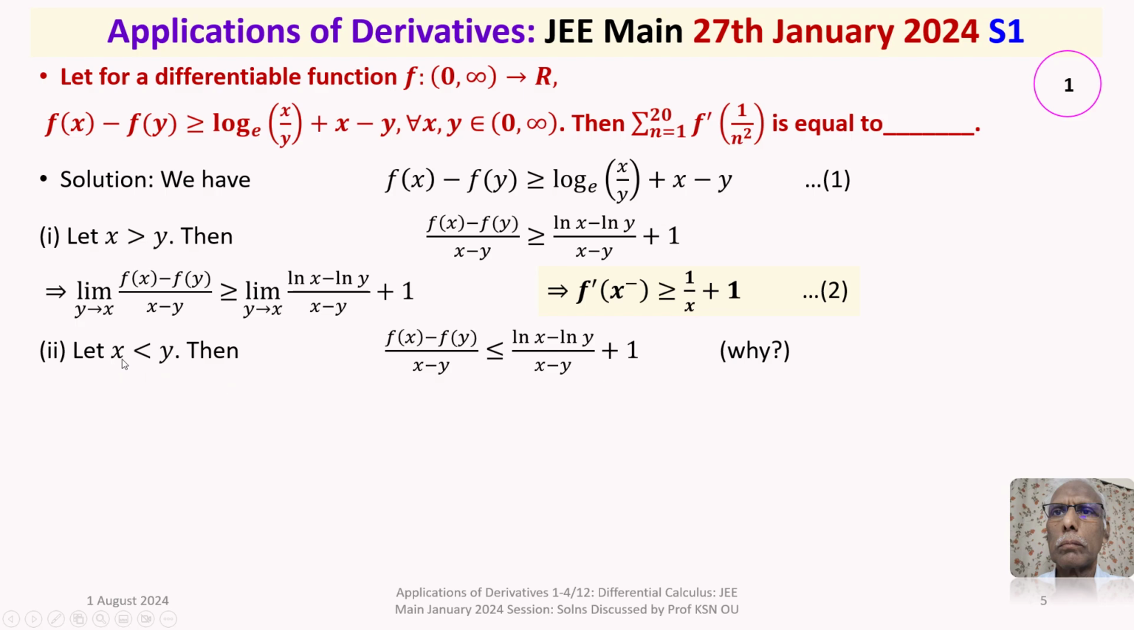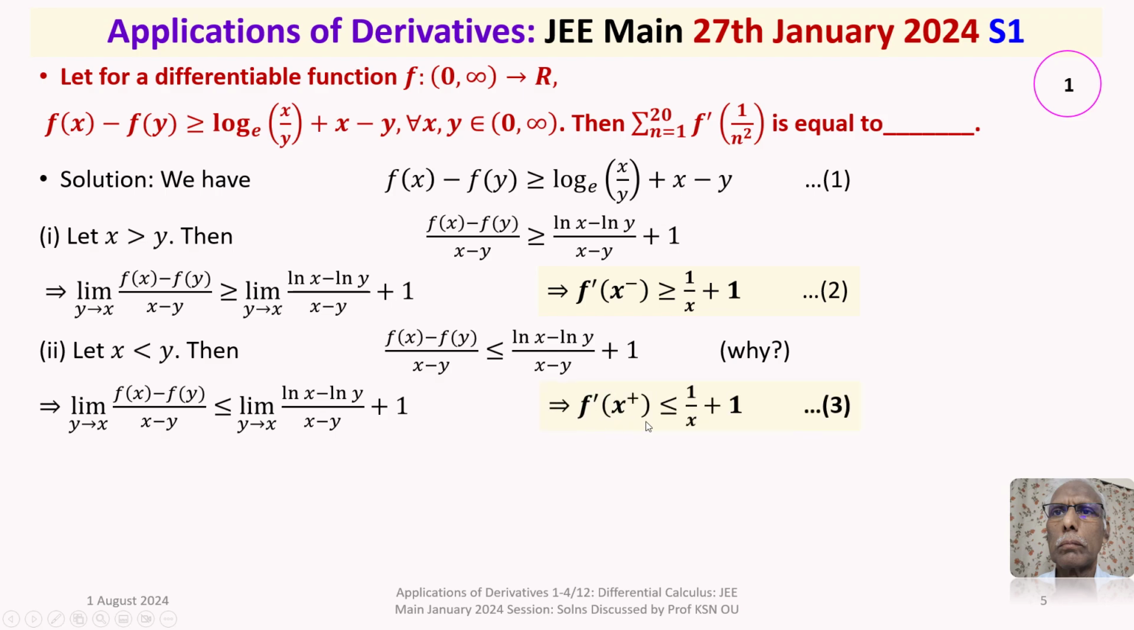Right. So, x less than y, y tends to x means y tends to x from right. Therefore, when you take the limit, limit y tends to x of f of x minus f of y by x minus y will be the right hand derivative of f at x, because f is the differentiable function. So this will imply f prime x plus, that is the right hand derivative, less than or equal to 1 by x plus 1. Let's call this the inequality 3.